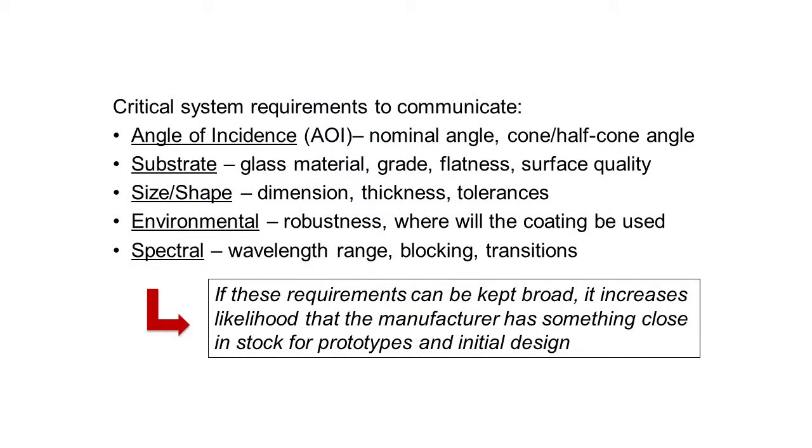Angle of incidence is extremely important because this dictates the nature in which your filter will react to a lighting condition. Things known as nominal angle, where it comes on straight on at 0 degrees, or things known as cone and half cone angle, where you have a varying divergent light source. Ultimately, that will change the performance of your filter.